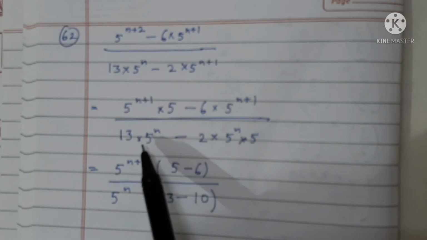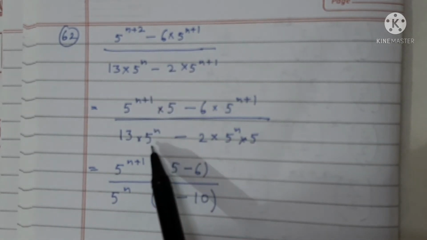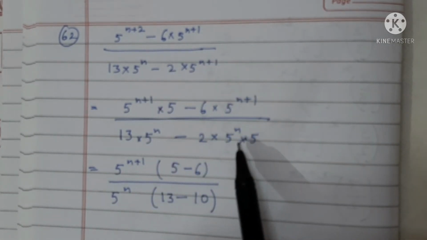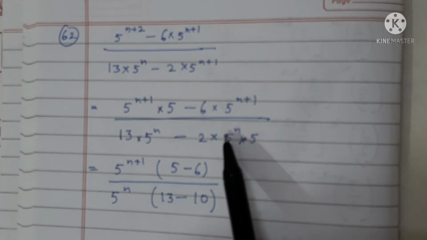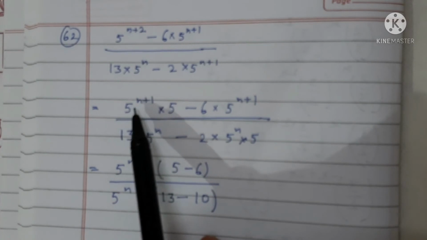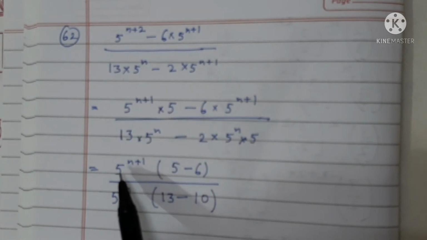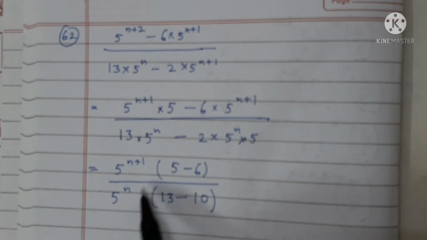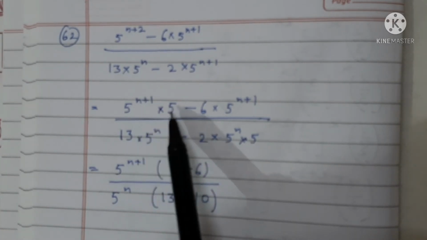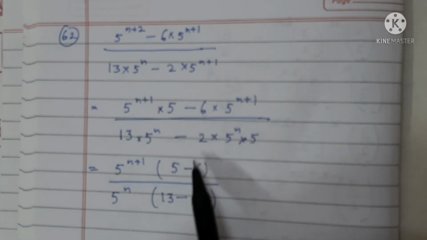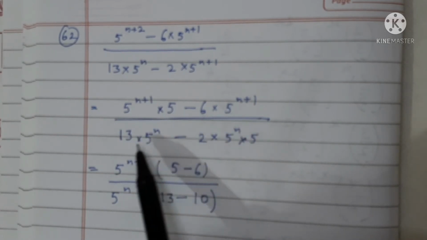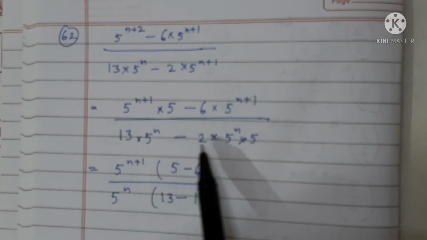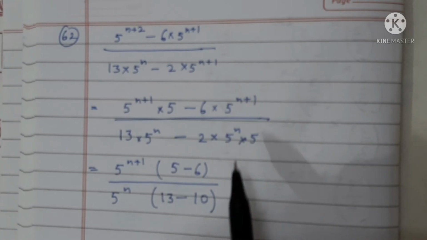Now in the denominator also, this is 5 to the power of n and here n plus 1. So break it into 2 factors, 5 to the power of n into 5, because this is 5 to the power of n plus 1. Now take common from the numerator 5 to the power of n plus 1 and in the denominator 5 to the power of n. So you will get here 5 minus 6, and in the denominator 13 minus 10. Solve it.